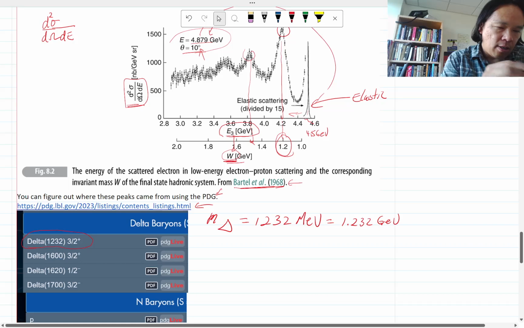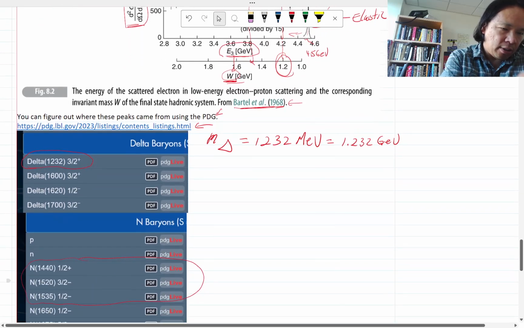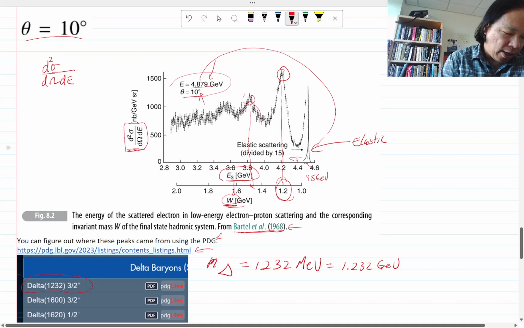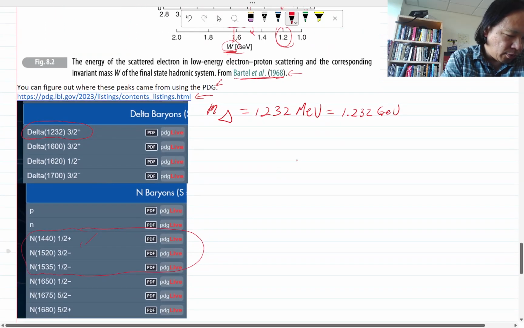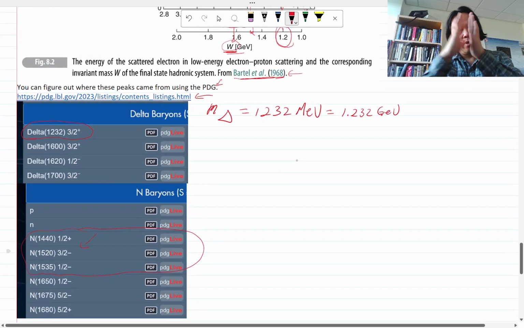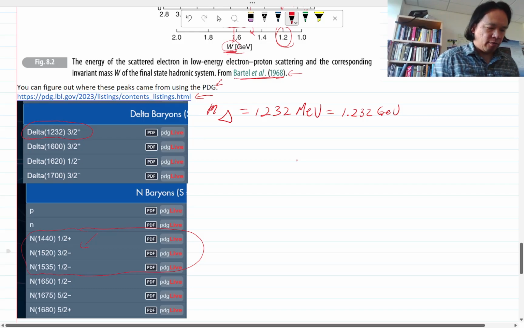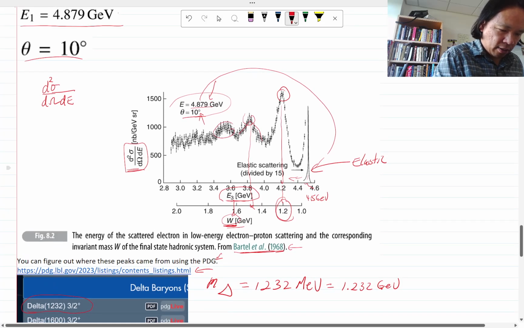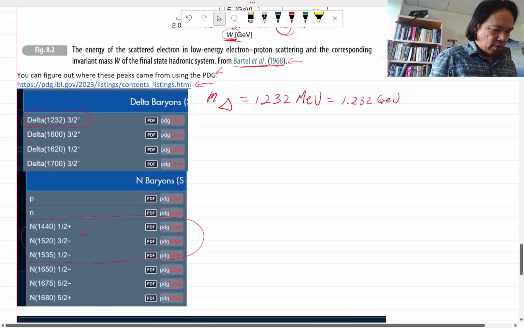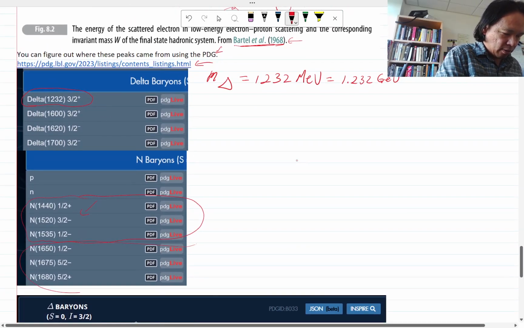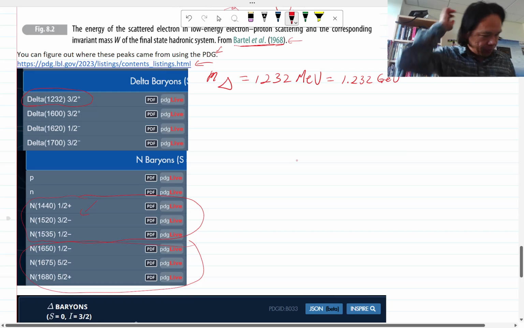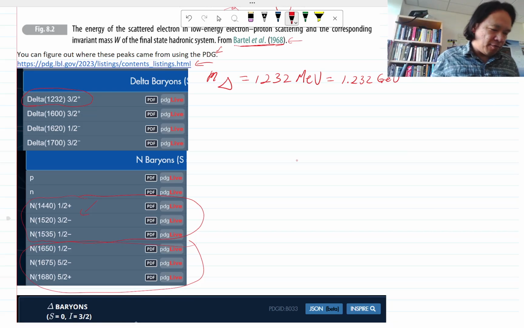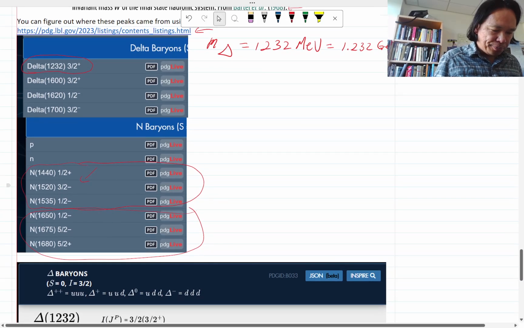Okay. So this peak here is pretty broad, right? And that's because you have multiple particles contributing to it, and each of them has a slightly different mass, unfortunately. Okay. If you squint really hard, you can even see another one at about 1.7 GeV. And those are the ones down here: the N1650, the N1675, and N1680.